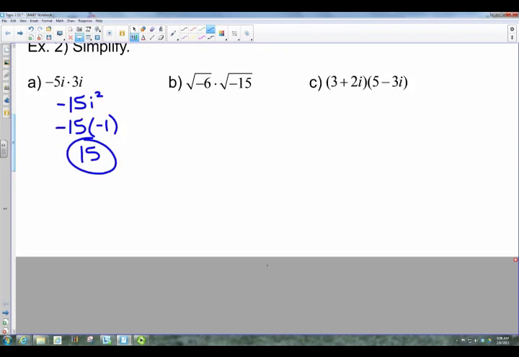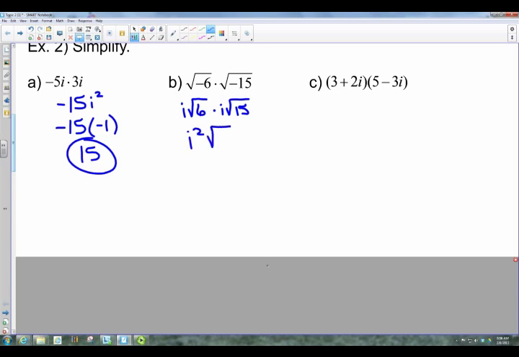Alright, the next one. I've got the square root of negative 6 times the square root of 15. Well, with this, I cannot do anything with those negatives underneath, so I've got to pull them out. So for each of these, those negatives right there and right there, give me an i. So this turns into i square roots of 6 times i square roots of 15. Okay, now I can multiply these things. So when I multiply, I get i times i, which is i squared.